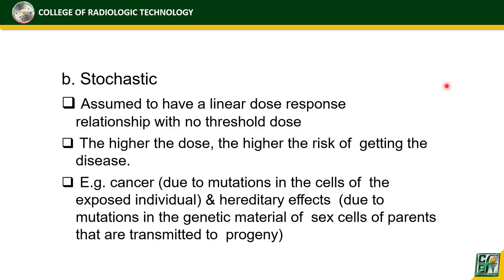Then, stochastic. Okay. So, linear din siya. Yun nga lang walang threshold. Okay. So, the higher the dose, the higher the risk. Doon sa deterministic, the higher the dose, the higher the severity of the effect. Ito, the higher the dose, the higher the risk of getting the disease. Okay, so therefore it is random. Okay, the disease may occur or the disease may not occur. So therefore it is probabilistic. May probability lang. Hindi siya sure. Okay?